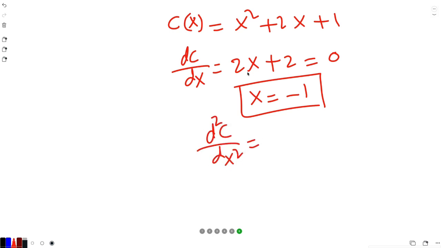So we take this differentiation another time, and this will be 2. 2 is greater than 0, which means that this point is the minimum point. Okay, is it convex or non-convex? It is clear that it is convex.